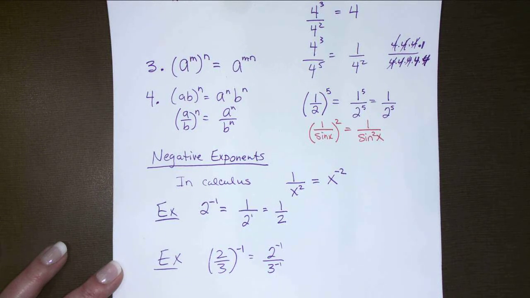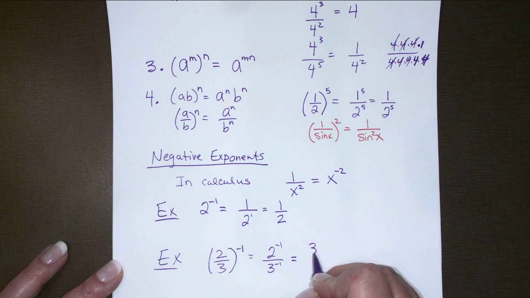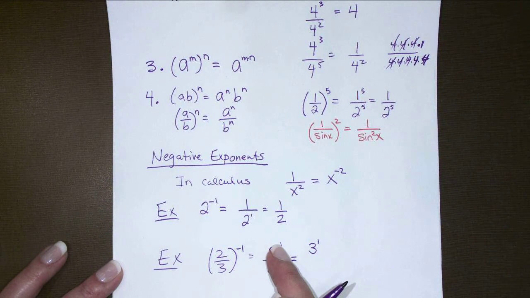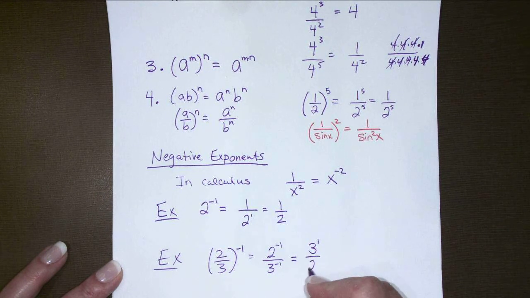Now, if we want to leave our answers with positive exponents, anything with a negative moves to the other side. So if it's negative on the bottom, we could move it up and make it positive. So this would be a 3 to the 1, since it was 3 to the negative 1 on the bottom. And the 2 is to the negative 1 on top. We would move that down to the bottom.